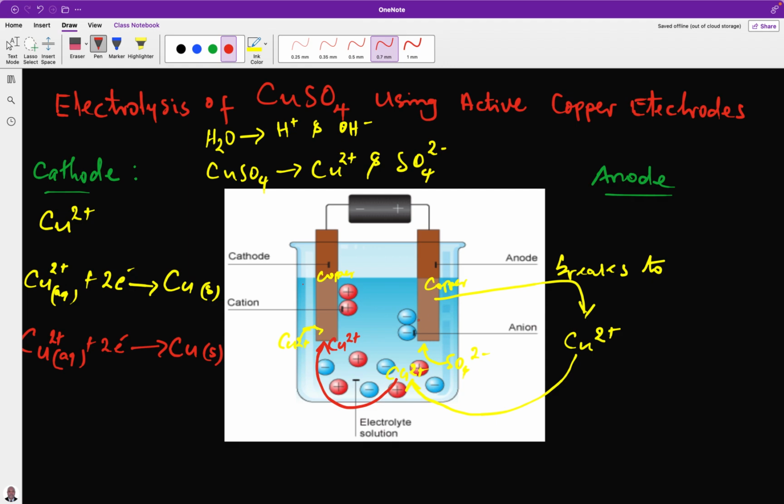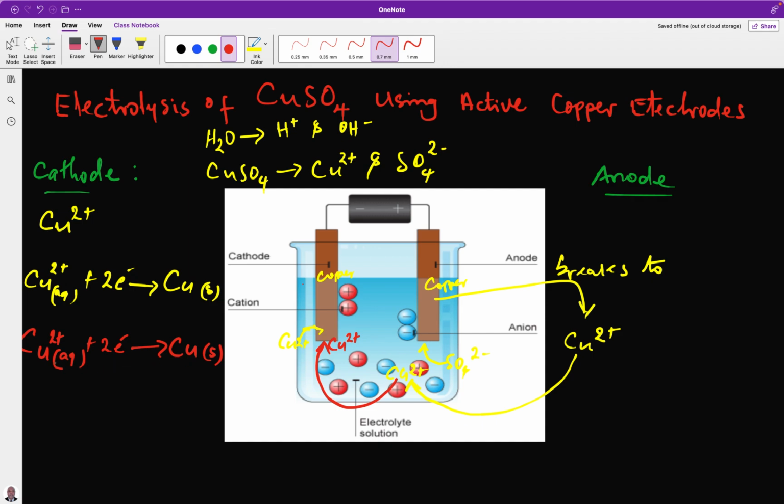So when they move, once more, the sulfate released in solution is not going to do anything because the electrode is active. Because the copper electrode is active, it will break. The copper will break and get into solution as copper ion. And when it gets into solution as copper ion, it does what? It now moves towards the cathode. And at the cathode, it will do what? It will now gain electron and be deposited as copper solid.